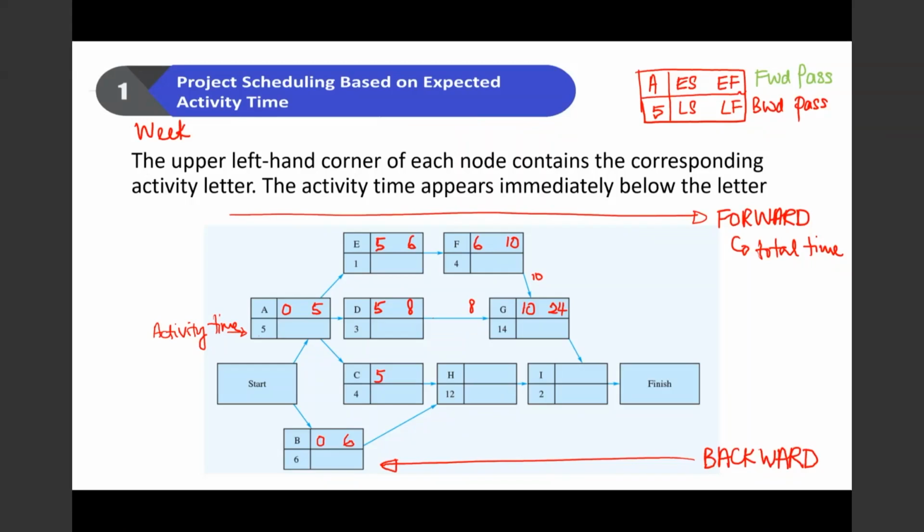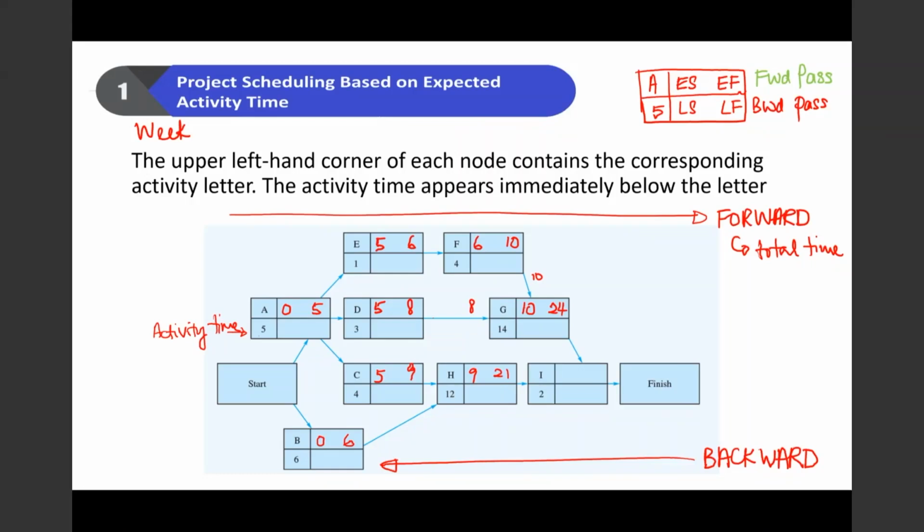Okay, let's look at activity C. Activity C starts at week 5. It takes 4 weeks to finish, so 5 plus 4, this is 9. Activity H then can only start when activity C has finished, so this can only start at 9. 9 plus 12 is 21.